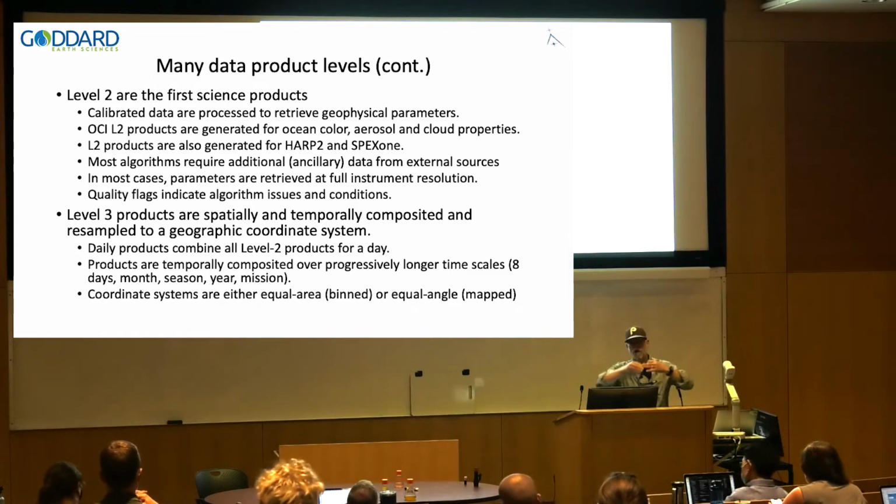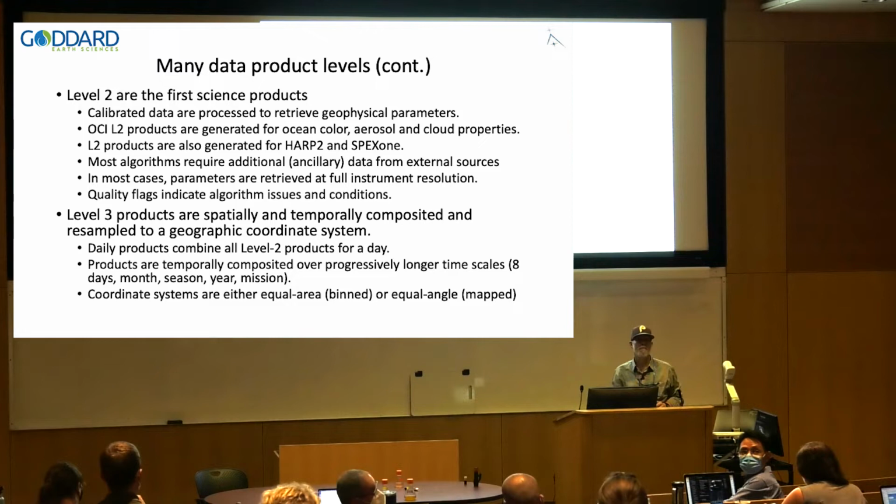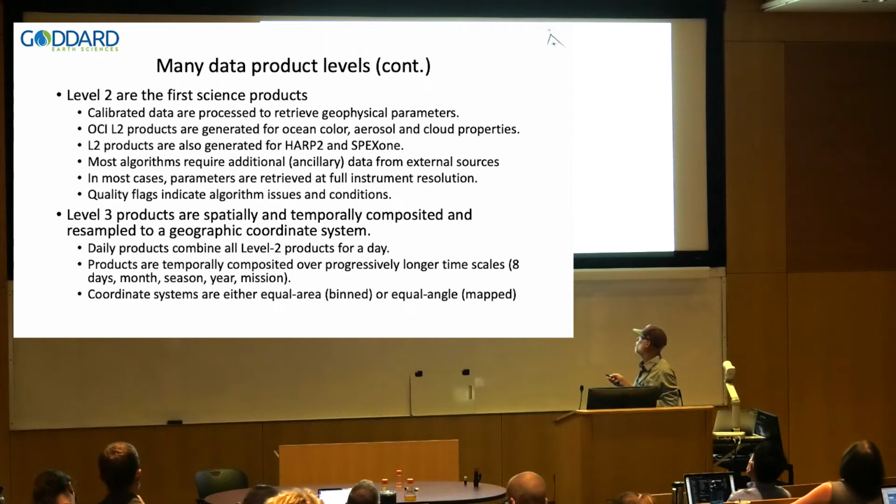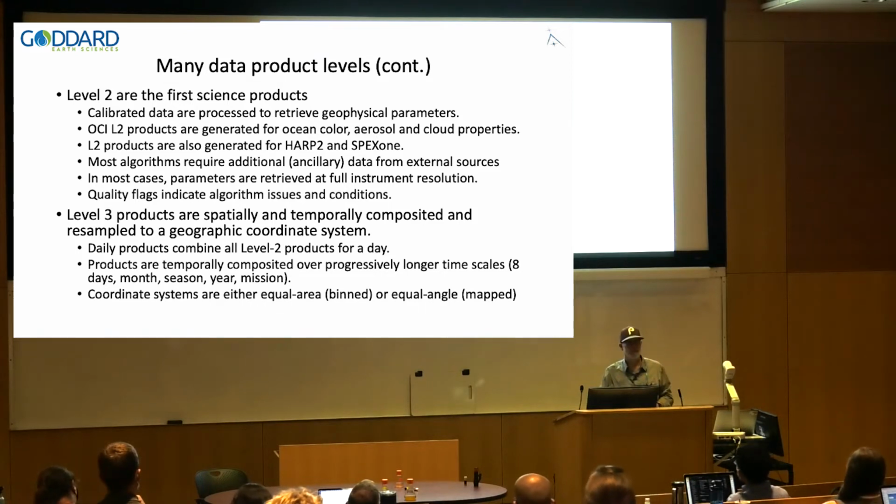So all level 3 products are on the same reference frame, which is separate from level 2. And then we temporally composite them over longer time periods. Our typical periods are 8 days, 1 month, a season, a year, and then the entire mission. The coordinate systems are normally either equal area, which is how we generate what we call our bin products, or equal angle, which is what we do with our map products. Okay?